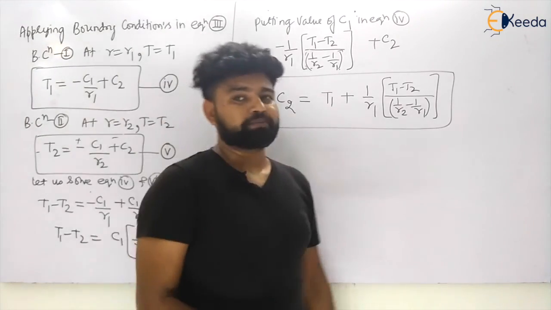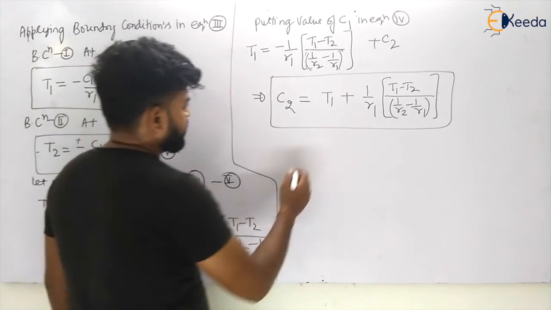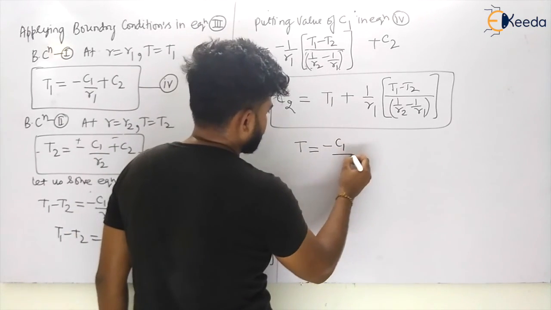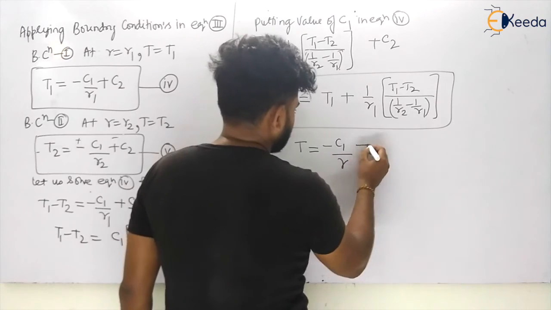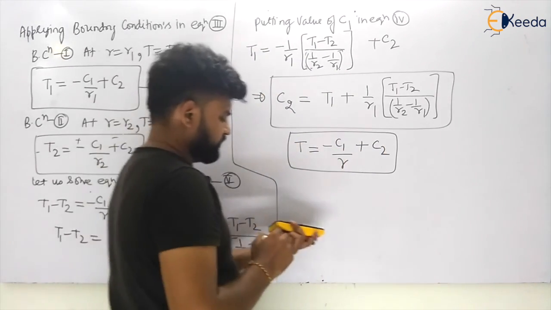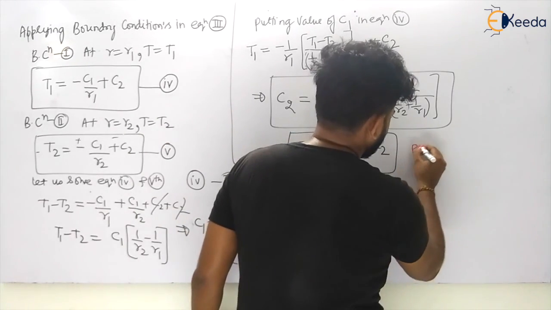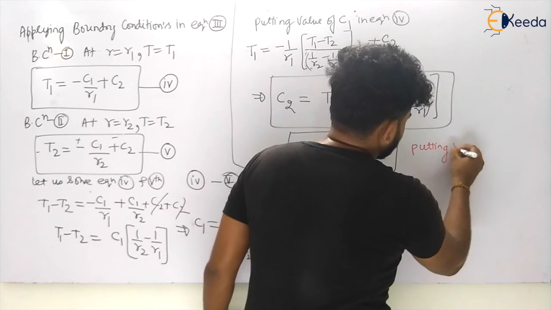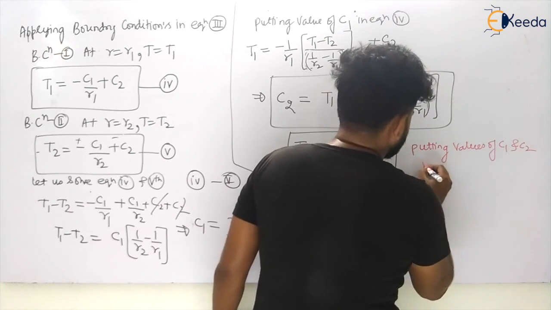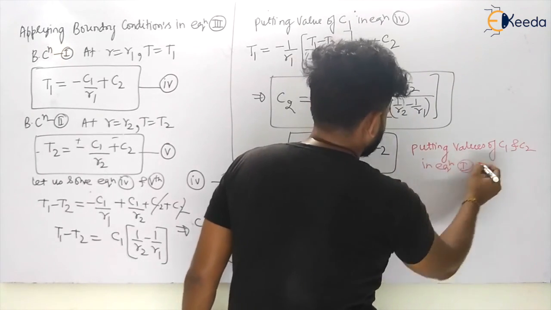So can I have a temperature profile equation? Yes, let us put the value in temperature profile equation. So this was your T. What was the temperature profile equation? This was your T equals minus C1 by R plus C2. So putting the value of C1 and C2 in this equation, what I will have, let us see. Putting values of C1 and C2 in equation, that was your first equation for this temperature profile.